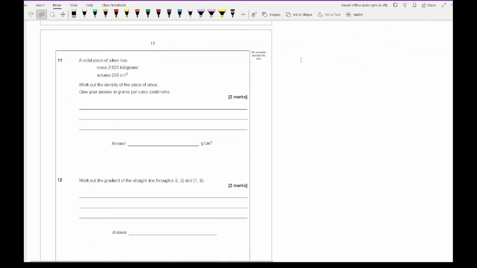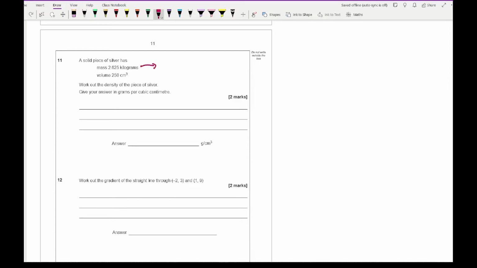With question 11, it says that a solid piece of silver has a mass of 2.625 kilograms and a volume of 250 centimeters cubed. It says work out the density of silver. Give your answer in grams per cubic centimeter. Now for this, what we need to do first is we notice that our mass is in kilograms, so we need to convert this into grams first.